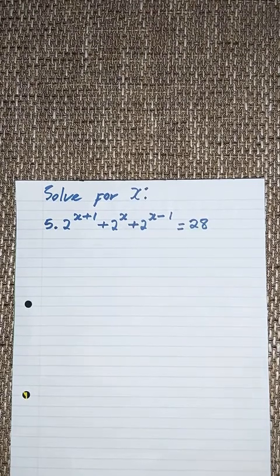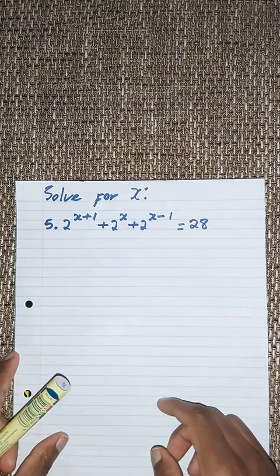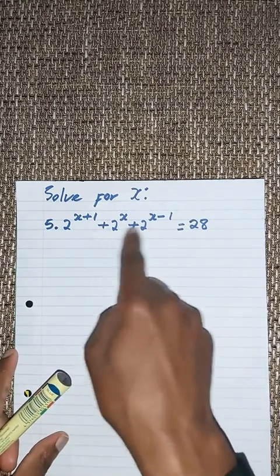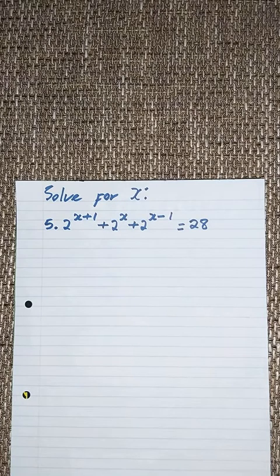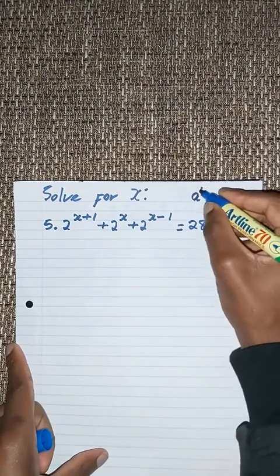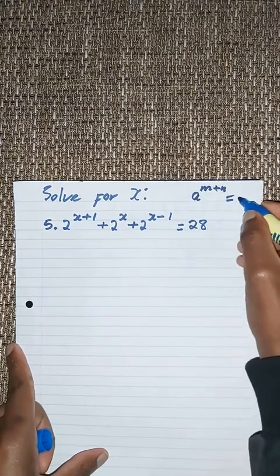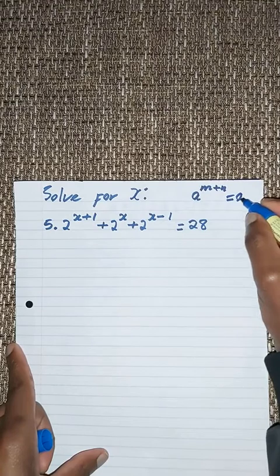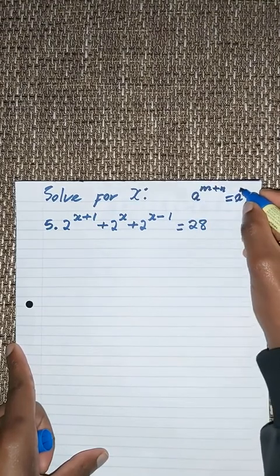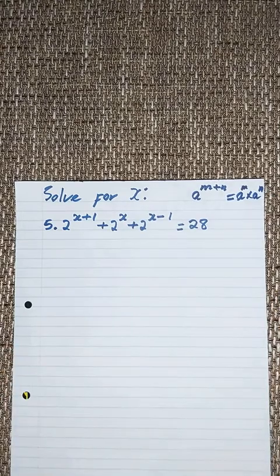Let's check it out. So the first thing that we do is to reverse here, all right? We want to reverse, meaning we want to go backwards. At the moment, we are here: a to the power of m plus n. We want to end up here: a to the power of m times a to the power of n. All right? That's what we want.